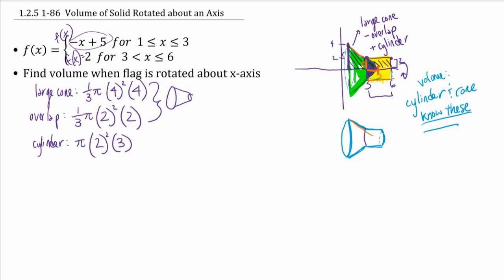So I now can take 4 cubed, which is 64/3 pi. That's my large cone. I subtract my overlapping cone, my little cone, which is 8/3 pi. And then I'm going to add my cylinder onto that, which is 12 pi. I do want you to go ahead and simplify. 64 minus 8 is 56/3 pi. That is not easily divisible, so I'm okay with you keeping it 56/3 pi plus 12 pi.